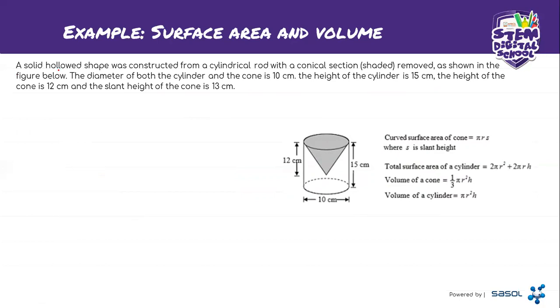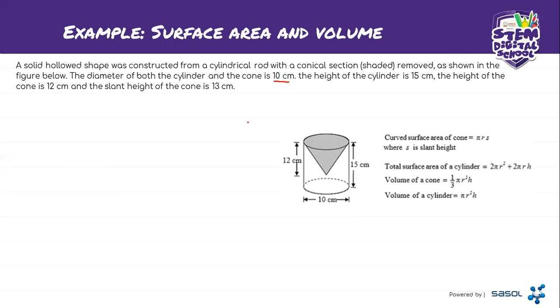It says a solid hollowed shape was constructed from a cylindrical rod with a conical section shaded and removed, as shown in the figure below. You can see here's that figure there. The diameter of both cylinder and the cone is 10 centimeter. The diameter, yes, and then the height of the cylinder is 15 centimeter. The height of the cone is 12 centimeter, and the slant height of the cone is 13 centimeter.